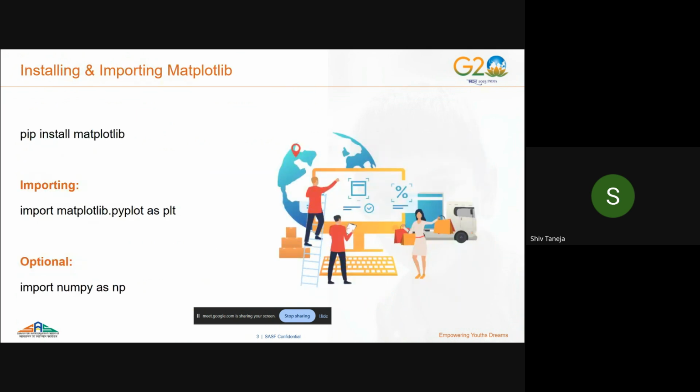so how do we install and import matplotlib? As you can see on the screen, we have to write a command pip install matplotlib in a terminal, or you can also write that in your notebook file. And to import the library, it's import matplotlib.pyplot as plt.